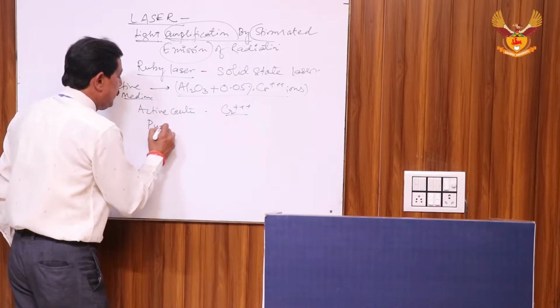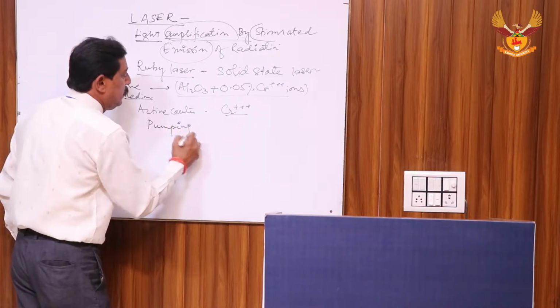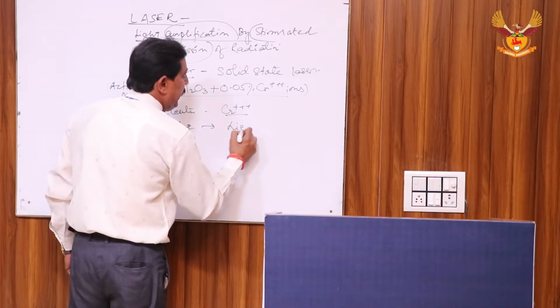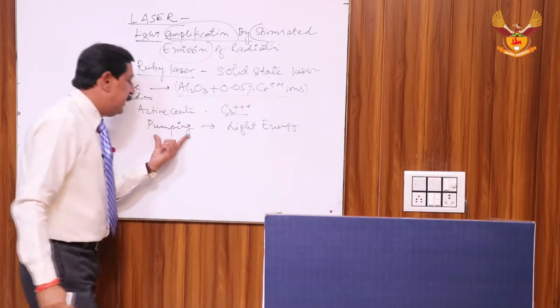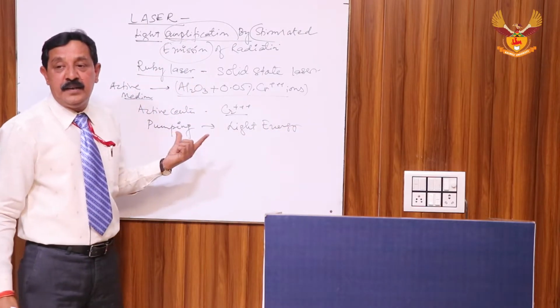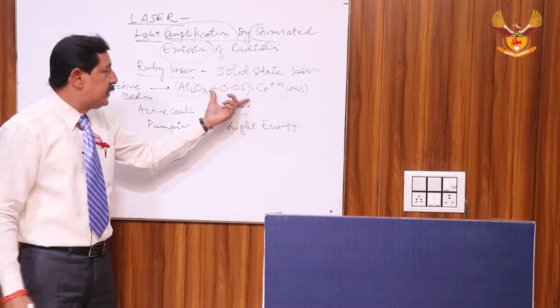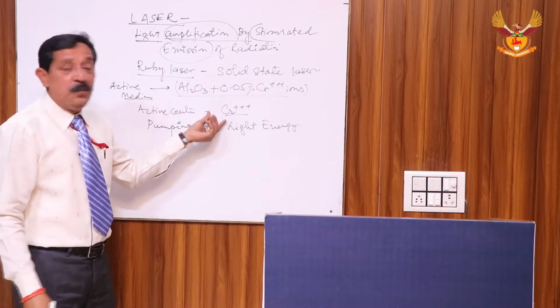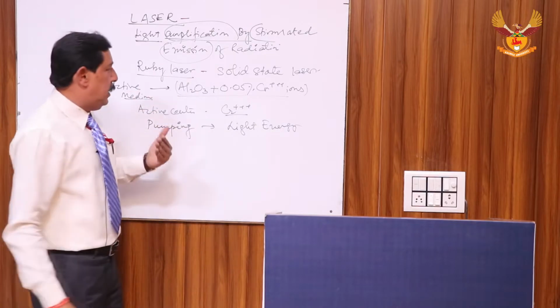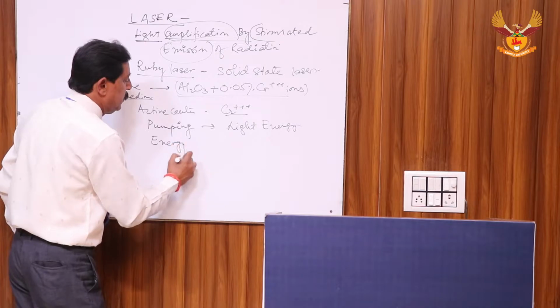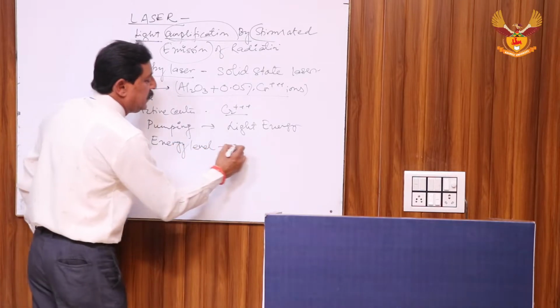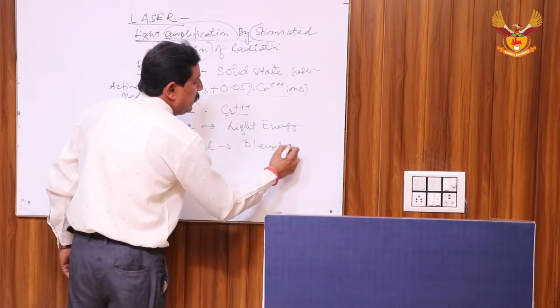The pumping process is from light energy. Basically the pumping process is the external energy provided to the ruby crystal to excite the chromium ions in the active medium, and the energy level is a 3-level system.